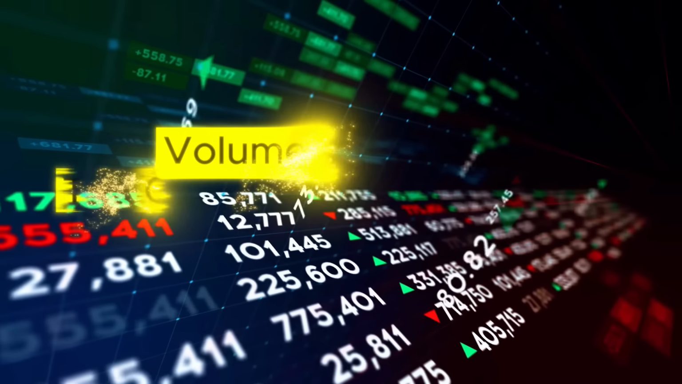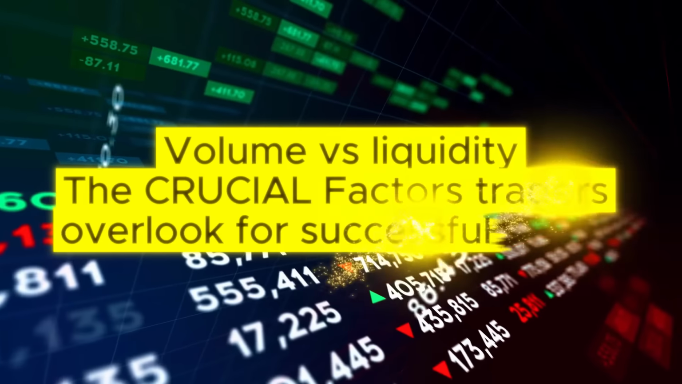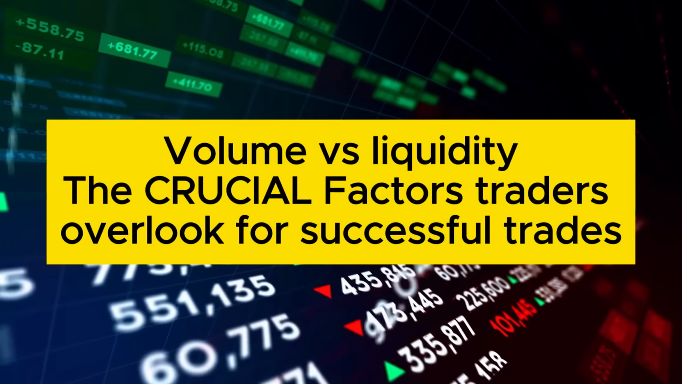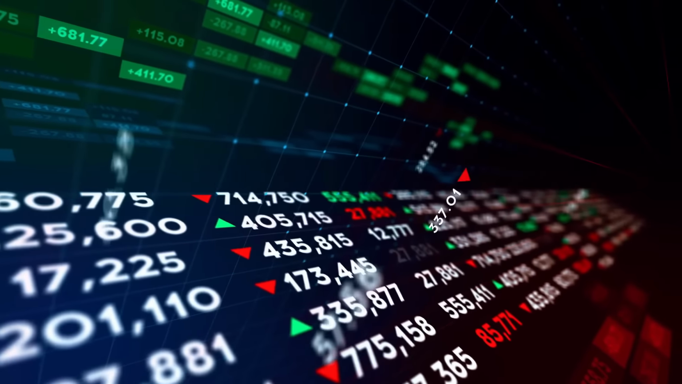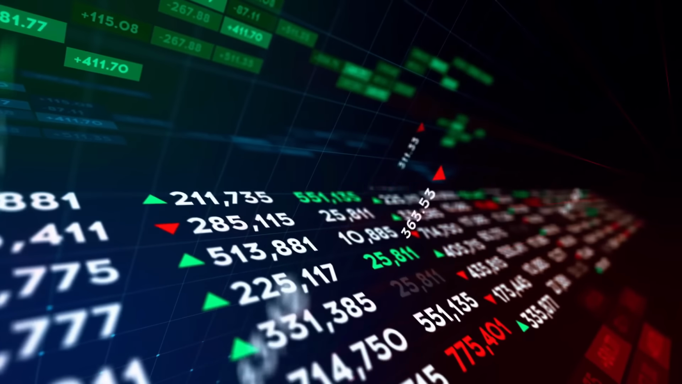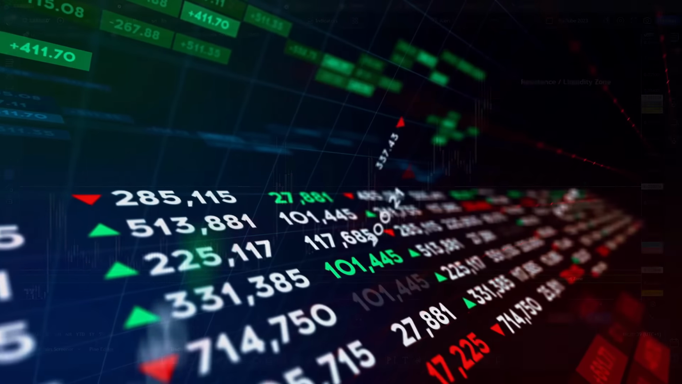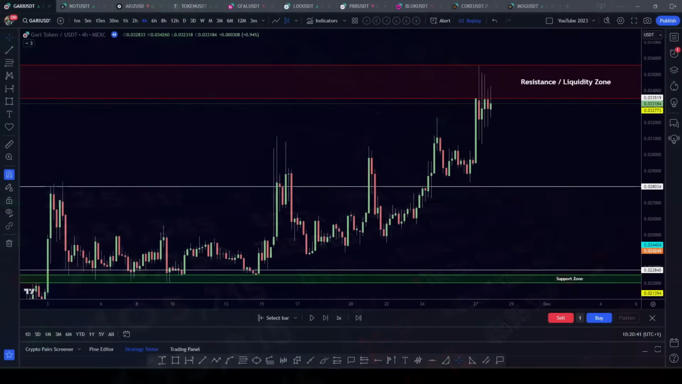Volume versus liquidity, the crucial factors traders overlook for successful trades. Most traders are unaware that volume and liquidity might just be the most important factors when selecting a trade. Have you ever wondered why your buy orders or your sell orders get skipped? Is it due to volume or liquidity?